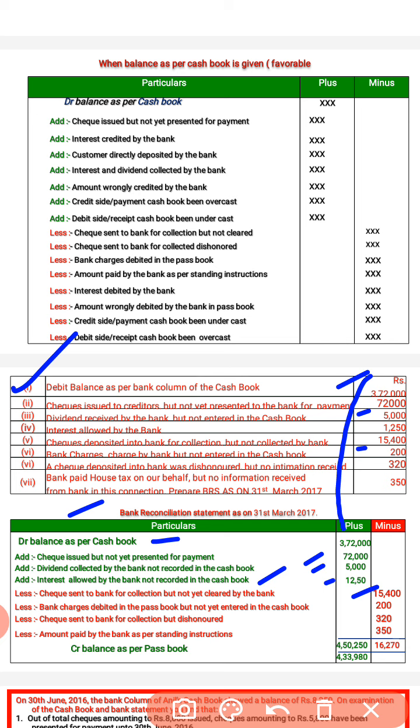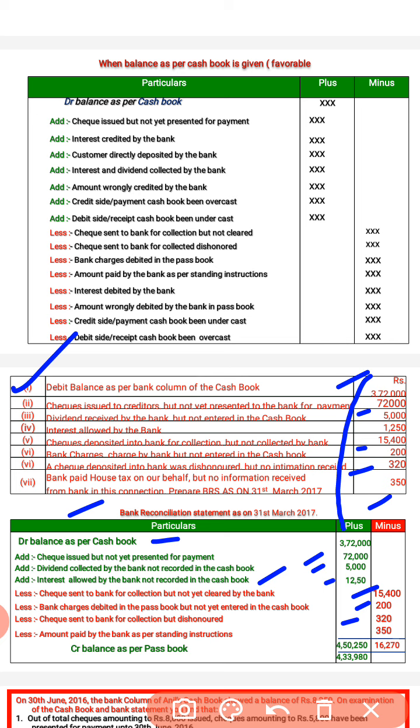Then bank charges charged by bank not entered in the cash book means the bank has deducted rupees 200 from our account but this information is not in the cash book, so we also have to deduct these expenses. We will do the same thing as the bank has done. If the bank has done plus we will do plus, if the bank has done minus we will do minus. A check deposited into the bank but dishonored will be on the minus side. And last, bank paid house tax but no information in our cash book, so we will deduct these expenses.